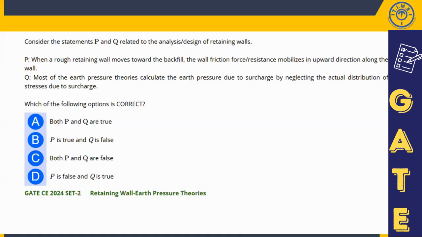Listen. When a rough retaining wall moves towards the backfill, then wall friction mobilizes in upward direction. When it moves away from the backfill, friction mobilizes in downward direction. So towards is passive resistance, friction mobilizes in upward direction. Away is active, friction mobilizes in downward direction. So you remember like this. Towards, you can see the diagram like this.